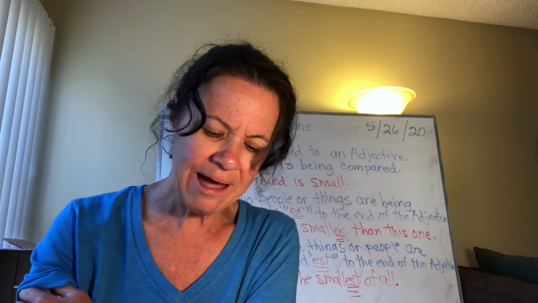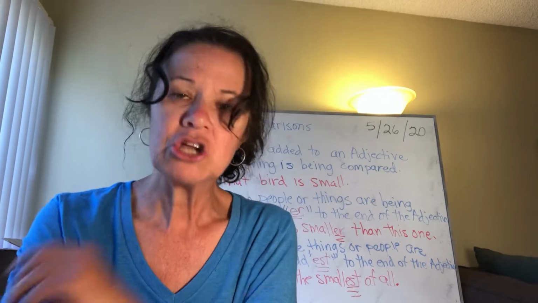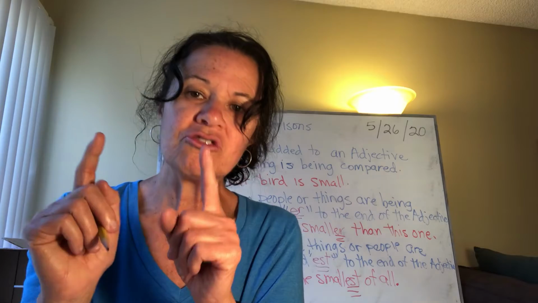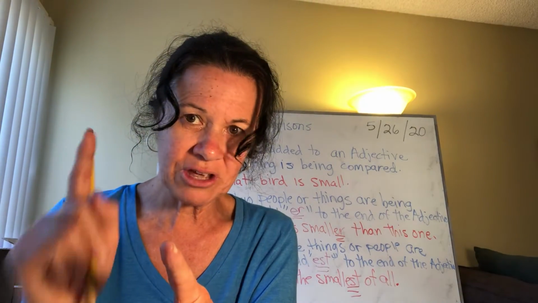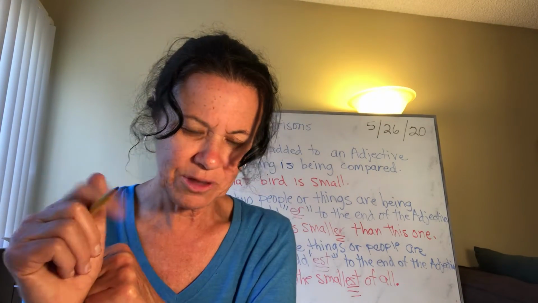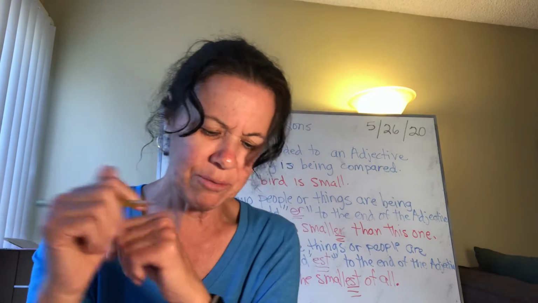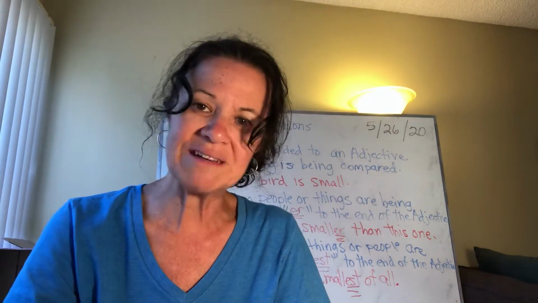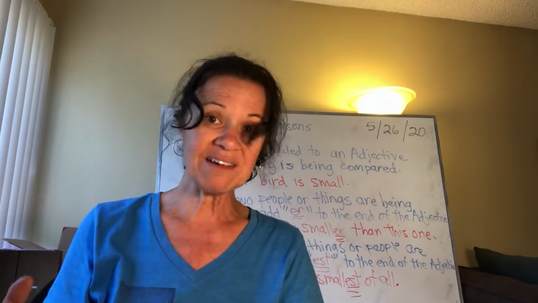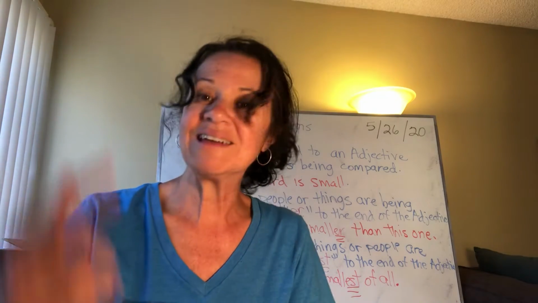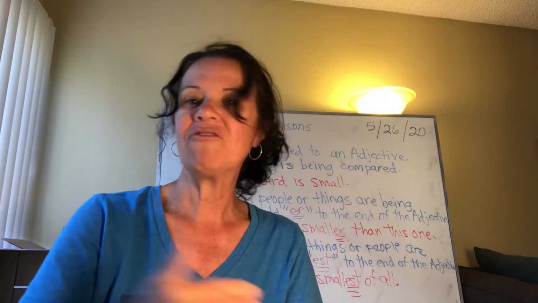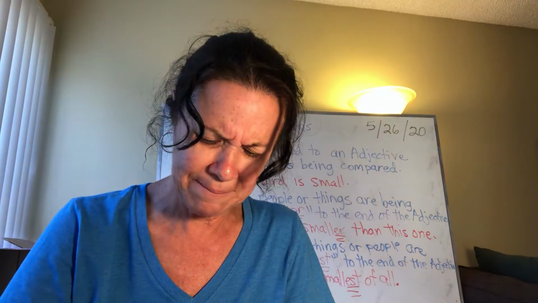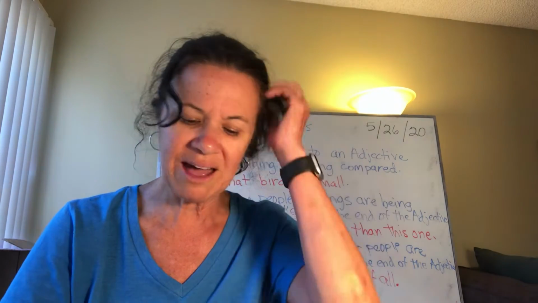Number 1 says, I am taller than my older sister. You add ER to tall because you're comparing one sister, the younger sister, to the older sister. Comparing one person to another. Number 2, that is the bluest sky I have ever seen. Bluest. Blue is the adjective. You add an EST because of all the skies that this person has seen. Today's sky is the bluest of all the skies he or she has ever seen. So you're comparing all the skies seen.